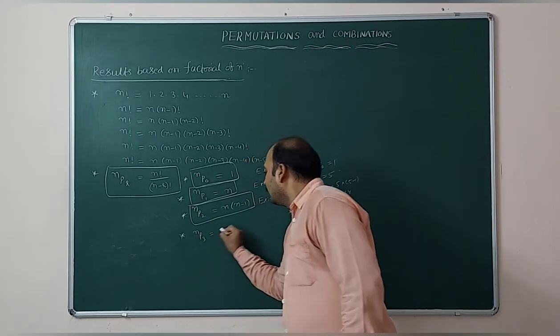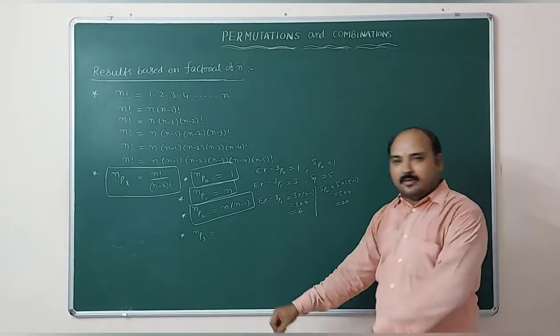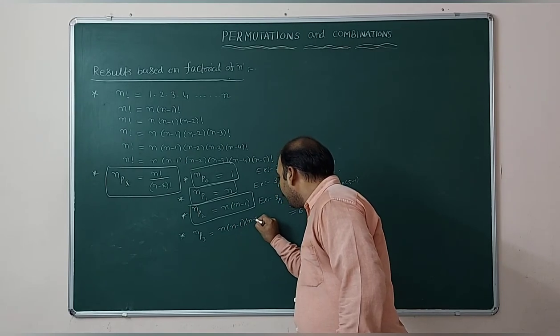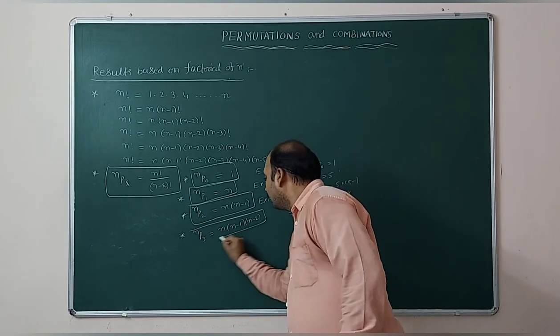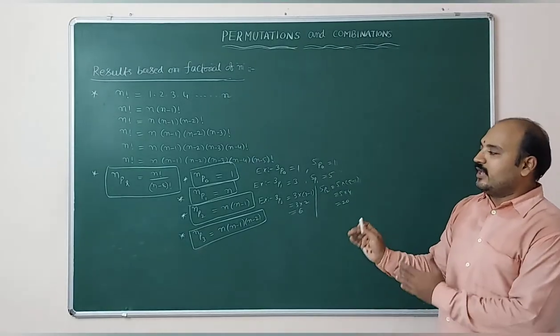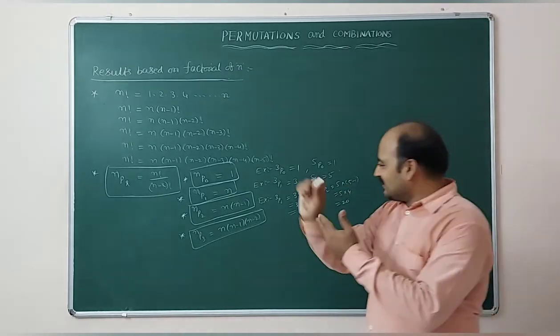nP3. So here 2 is there, n into n minus 1. 3 is there, n into n minus 1 into n minus 2. That is the way you can write it. nP4, n into n minus 1 into n minus 2 into n minus 3. Like this way. So why, sir, are you saying all these things?